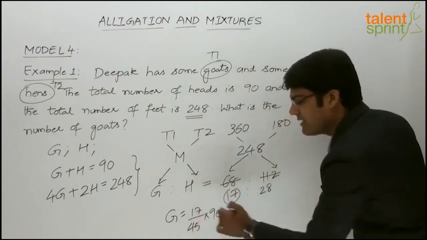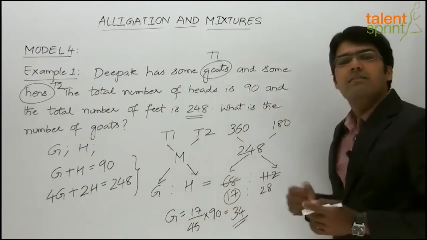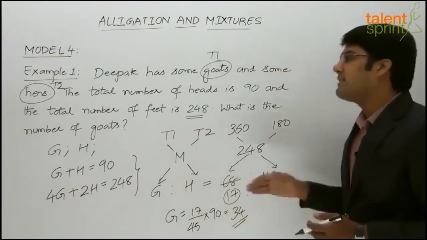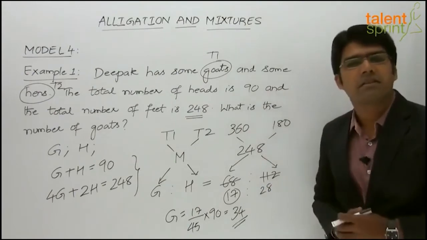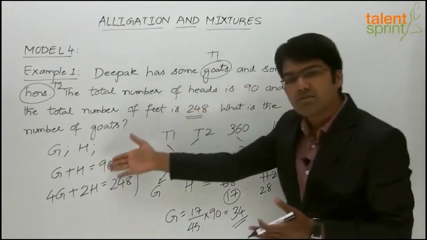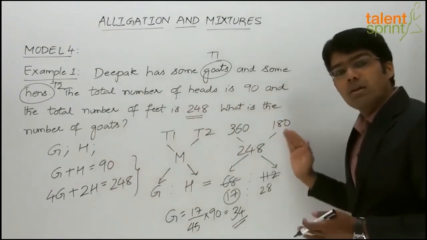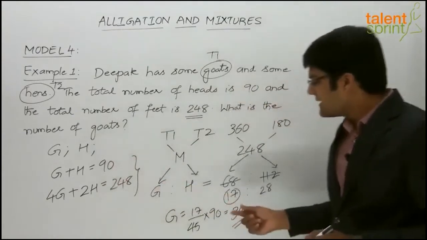45 goes 2 times. 2 into 17 is 34. So the number of goats will be equal to 34. And the remaining will be hens. 90 minus 34, 56 will be the number of hens. So this is how a simple question which can be answered using 2 equations can also be solved using the alligation rule. Even if you try to solve these 2 equations, you will get the same answer.